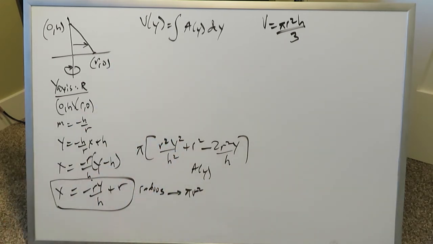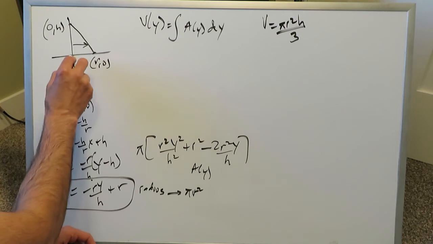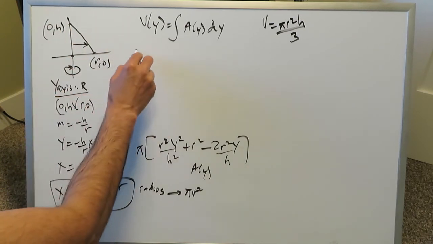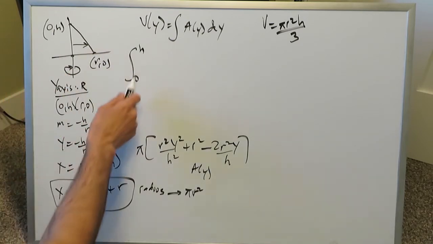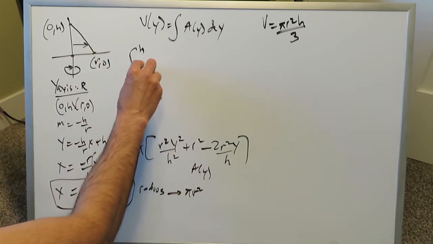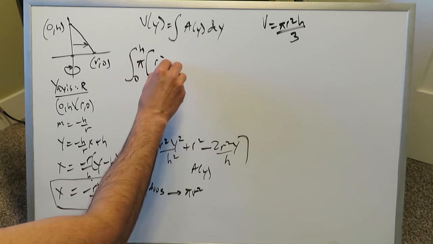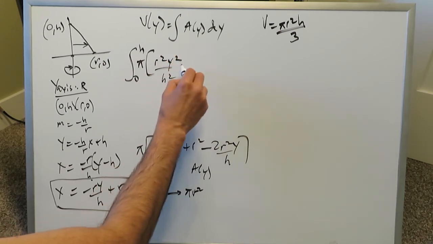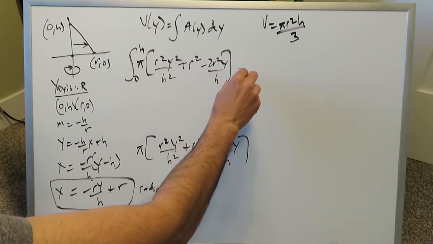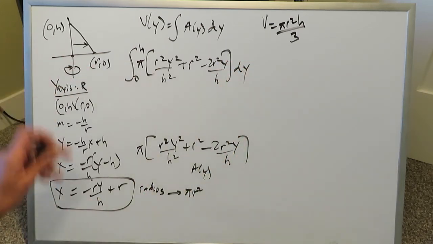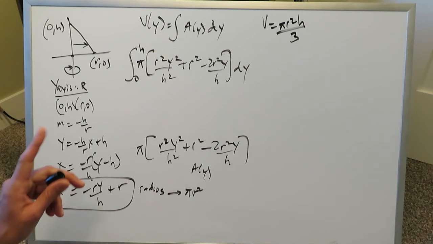Now we have to determine our intervals. Our intervals are right here from this origin point to this height (0, h). From 0 to h, y-axis intervals, lower limit, upper limit, and you have all of this which has to be integrated: r squared y squared over h squared plus r squared minus 2r squared y over h, with respect to dy. This entire derivation procedure with respect to dx is easier.